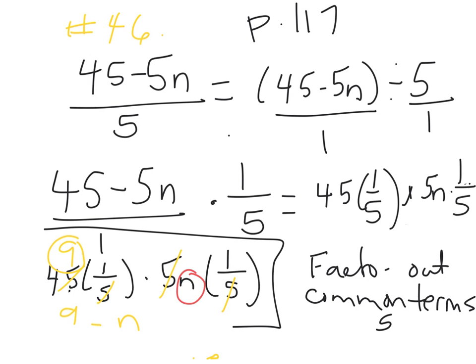5 over 1 is eventually 1 here. Then I switched it so I could get the reciprocal there. I might have said it wrong earlier, but then we had 45 and 1/5 times 5n and 1/5. I rewrote it before I started marking on it, and then I factor out the common term of 5, which was my yellow markings, and I'm left with an n right here. When I took out the 5s, I end up with 9 minus n there.